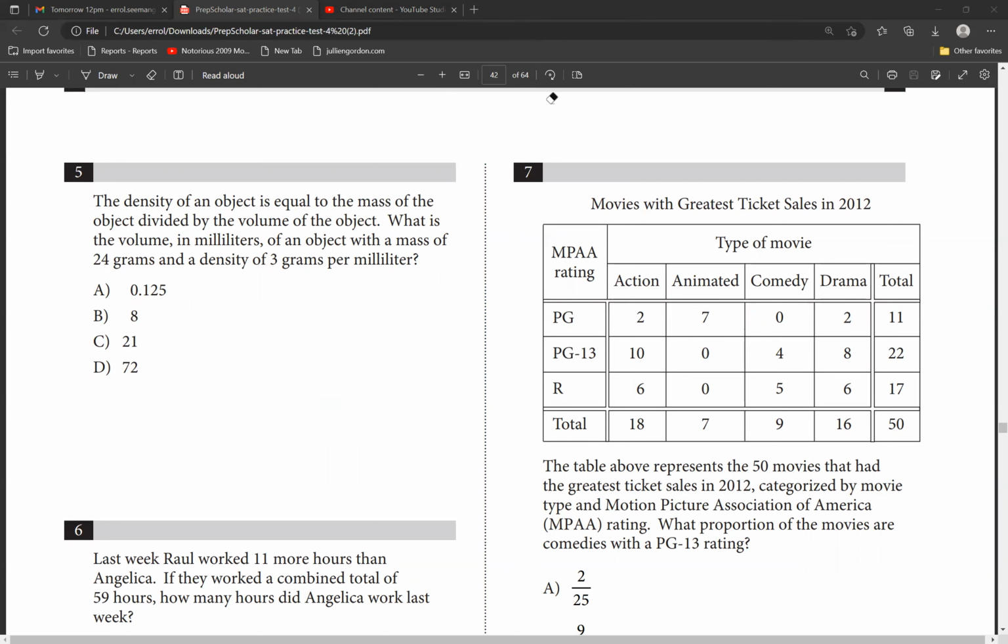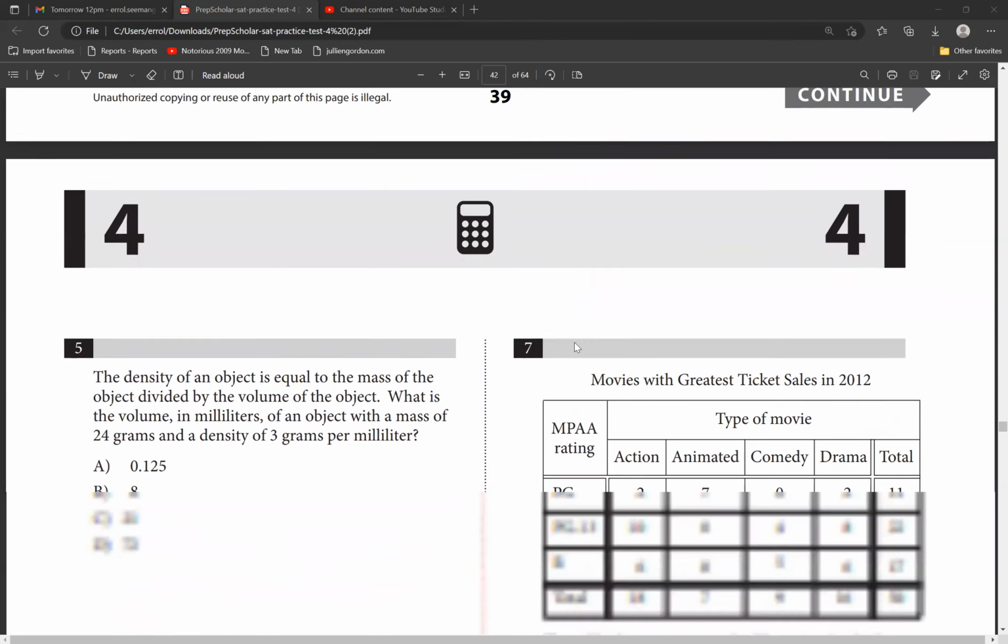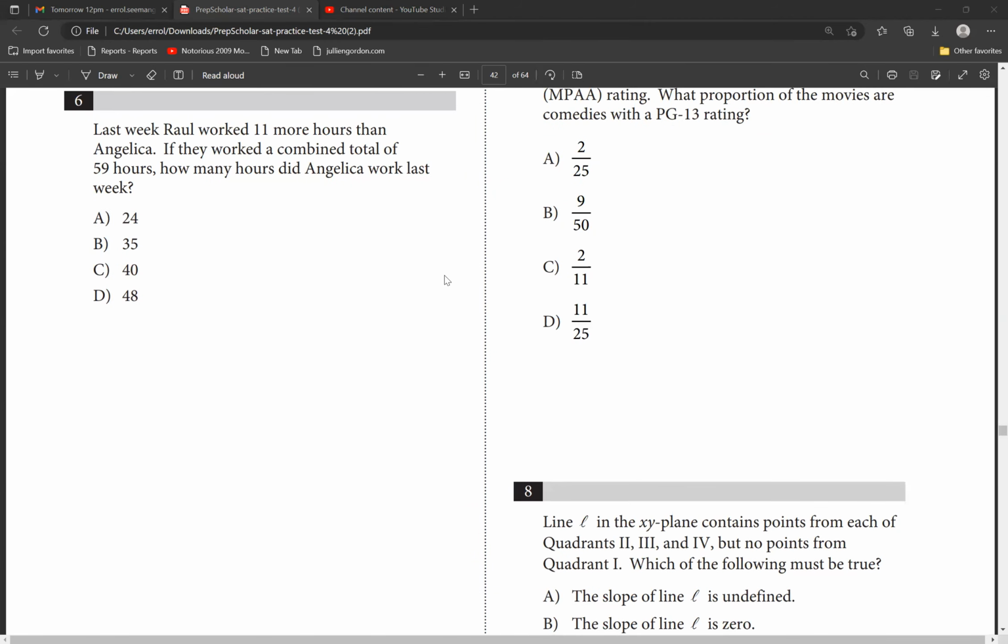All right, that was 5, 6. Last week, Raul worked 11 more hours than Angelica. If they worked a combined total of 59, how many hours did Angelica work last week? So we're going to say let X equal what? Angelica's hours, yep.